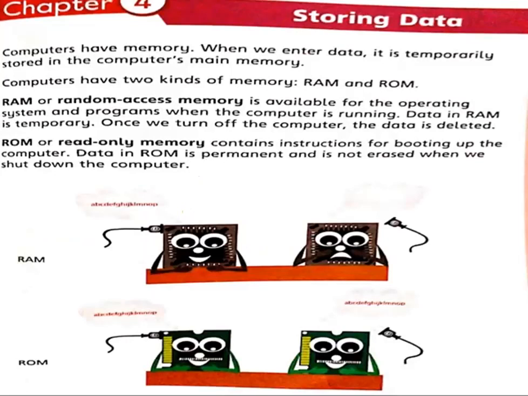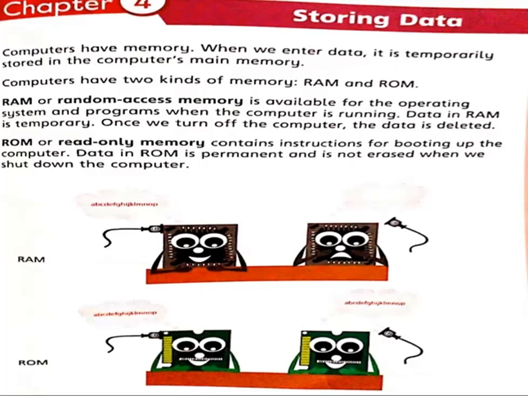Let us start reading. Computers have memory. When we enter data, it is temporarily stored in the computer's main memory. Computers have two kinds of memory, RAM and ROM. RAM, or random access memory, is available for the operating system and programs when the computer is running. Data in RAM is temporary. Once we turn off the computer, the data is deleted.